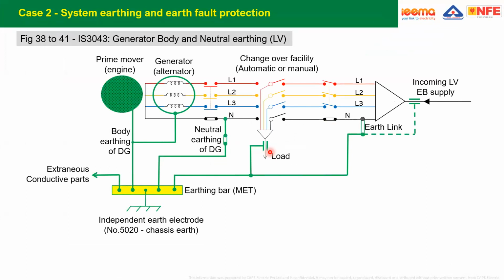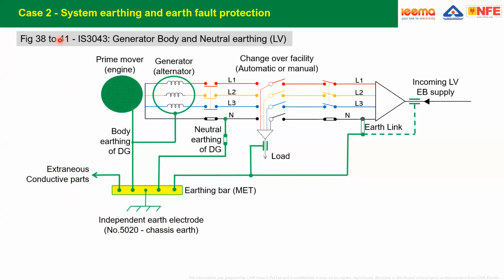For example, this picture has existed in IS 3043 since 1965. It explains how to make earthing of a DG and a transformer, or a supply incoming from a low voltage DG and a low voltage power supply from the utility company. You see here, engine and alternator are both connected to the MET. Neutral is also connected to the same MET. Incoming EB supply, the PE conductor is connected to the same MET. Load side is also connected to the same MET. The same MET is connected to extraneous conductive parts such as pipe fittings, rebars, and so on. Then it goes to the independent earth electrode, chassis earth. This is figure 38 in IS 3043, 2018. You can also see the same in figures 39, 40, 41.